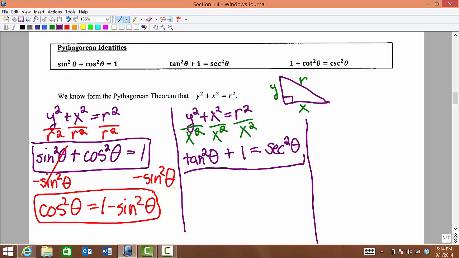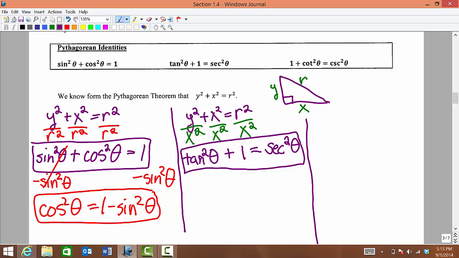So this would be one form of the tangent secant Pythagorean identity. And once again, I should be able to rearrange this if I subtract 1 from both sides, or if I subtract tangent squared theta from both sides. Whatever I would want to do to both sides of this equation, I would come up with a different form of that Pythagorean identity. But it's an equivalent form.